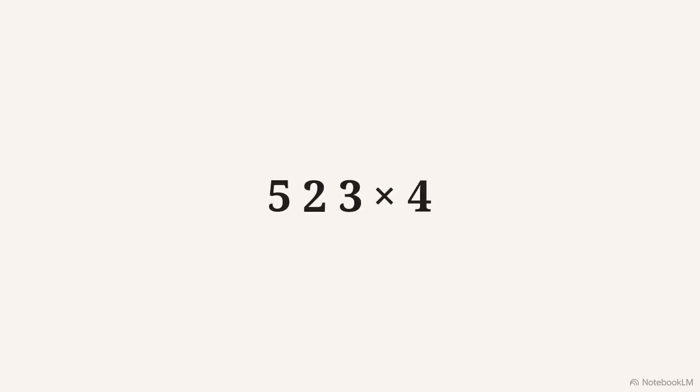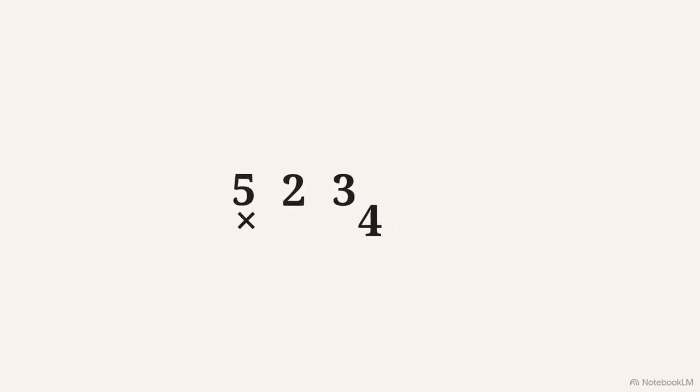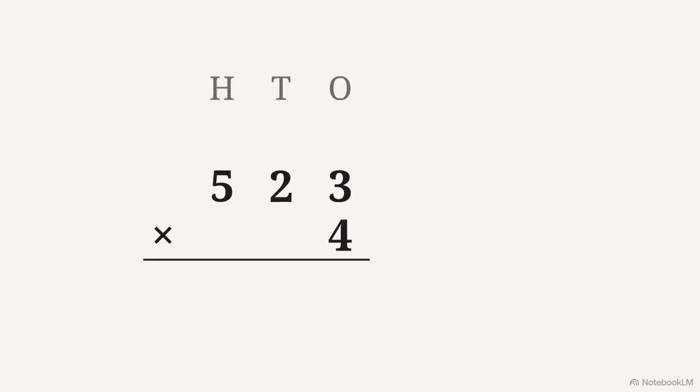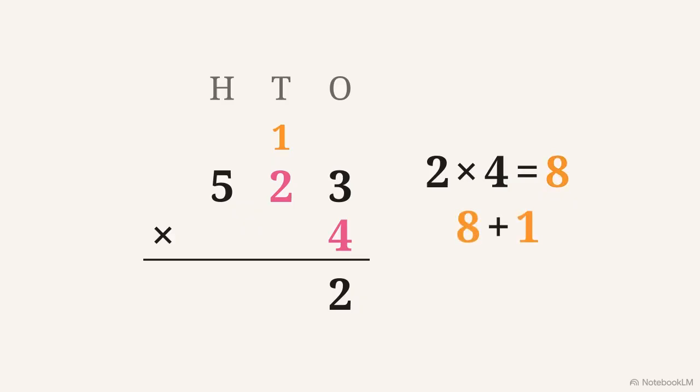Watch this layout of 523 multiplied by 4. To solve this, we arrange it vertically into hundreds, tens, and ones columns. Step 1. Start in the ones column. 3 times 4 is 12. Because 12 is a 2-digit number, we drop the 2 into our product line and carry over the 1 to the top of the tens place. Step 2. Multiply the tens column. 2 times 4 is 8.